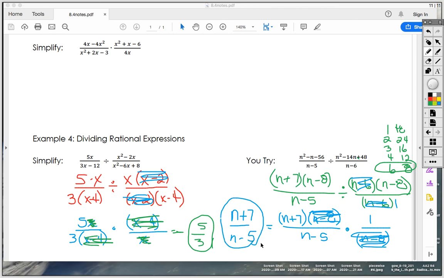All right, so you have to be able to simplify rational expressions. You have to be able to multiply rational expressions. And you have to be able to divide rational expressions.